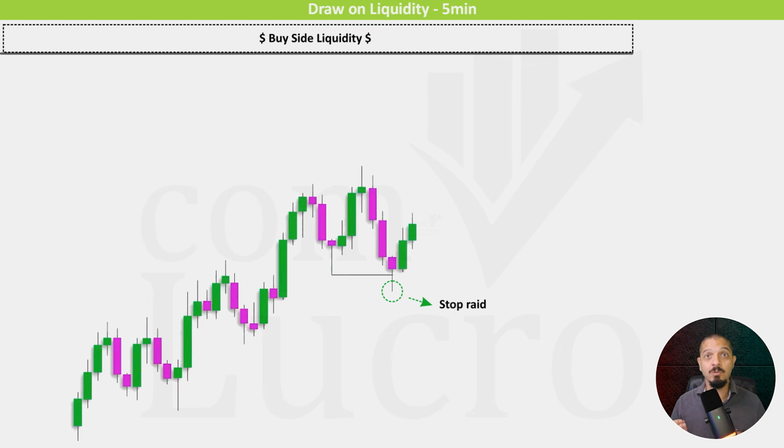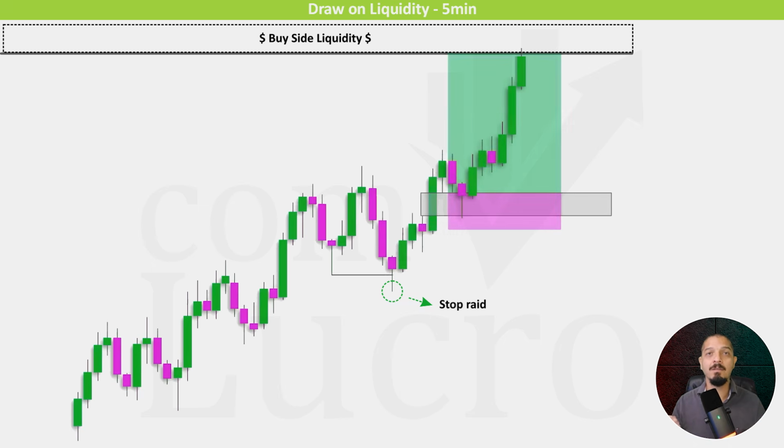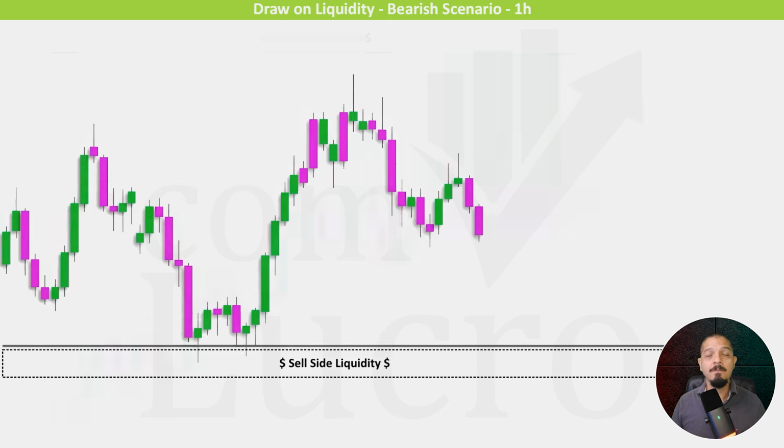Once that liquidity is removed, the final step is to look for fair value gap formations in order to set a buy limit with structure behind it. If you cannot find any fair value gaps on the 5-minute chart, you can zoom further into the 1-minute or even the 30-second chart to gain more precision and refine your entry. In a bearish scenario, the logic remains consistent and simply flips direction.